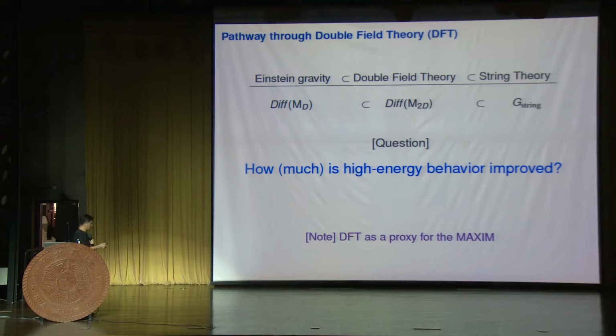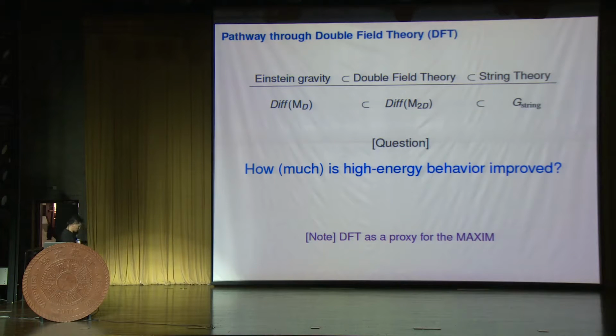So here, the pathway, as I said, is taking the gauge symmetry and enlarging it. Einstein gravity has the usual diffeomorphism, and string theory, even though we don't know what the full symmetry is, we do believe it's a huge symmetry. And in between, I will take as a proxy double field theory, which has a much larger symmetry than Einstein gravity, as a sort of proxy of the enlarged gauge symmetry in between diffeomorphism and string gauge symmetries. So the question is, if we enlarge diffeomorphism into this bigger one, and therefore the theory is far more constrained, then how is high energy behavior improved? And if so, how much?